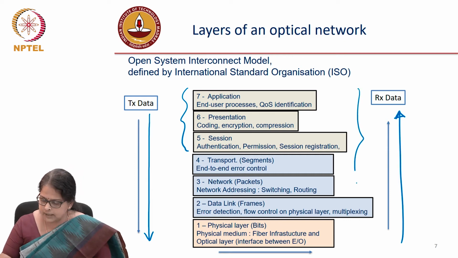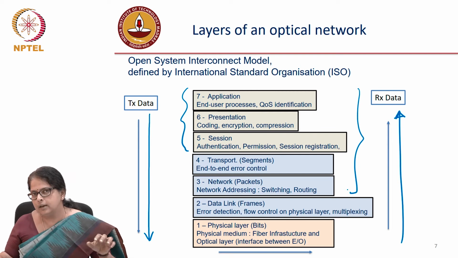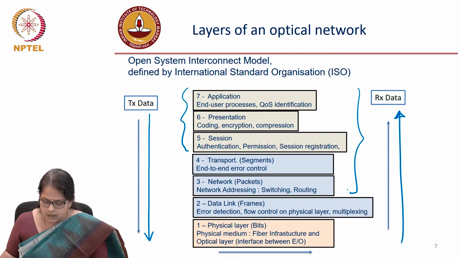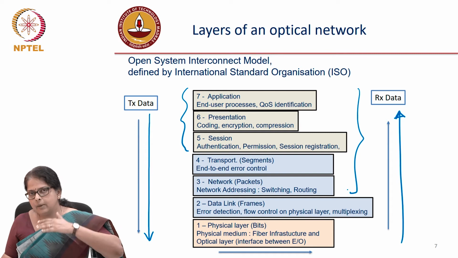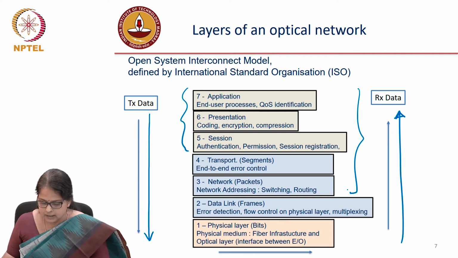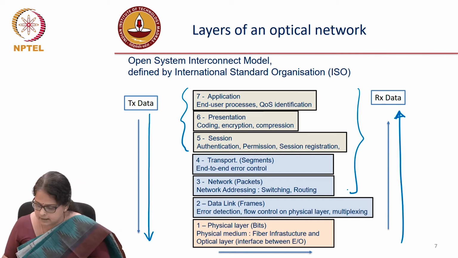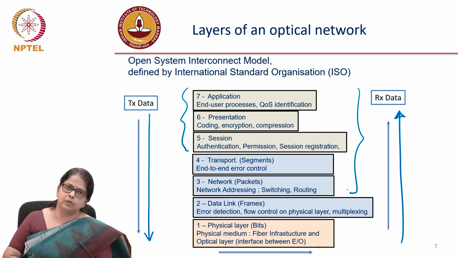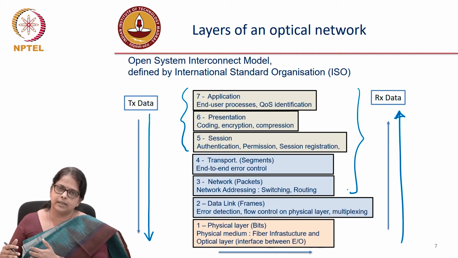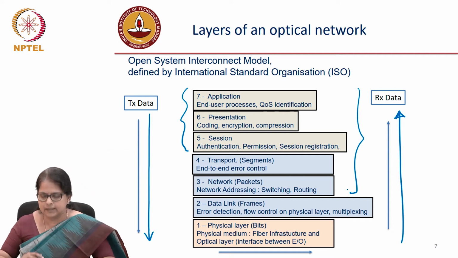All these are in the software. These are not in the hardware. The data link layer is the one which is partly in the software and partly in the hardware. We will see the details of that. The flow control in the physical layer is done by the data link layer. The data link layer is also involved to some extent in multiplexing the data. We will talk in detail about it later.